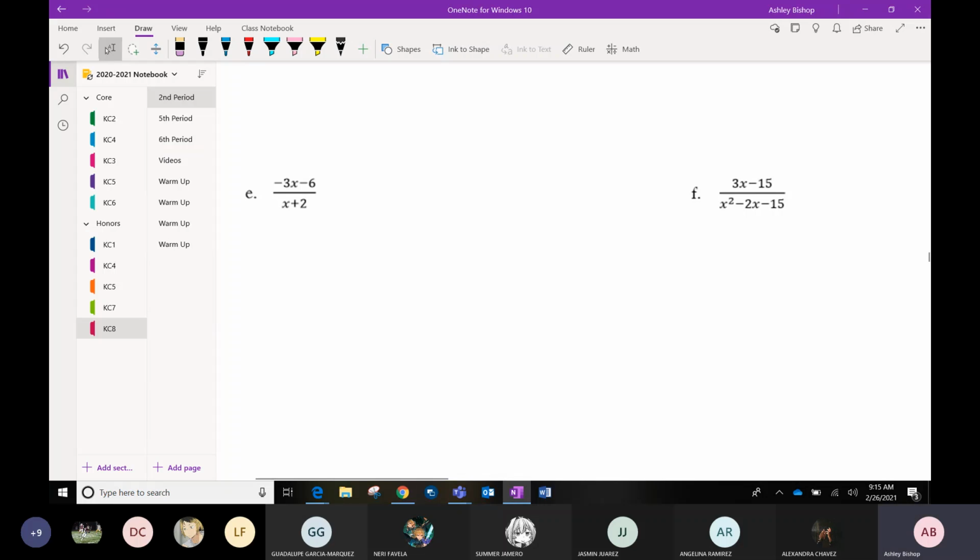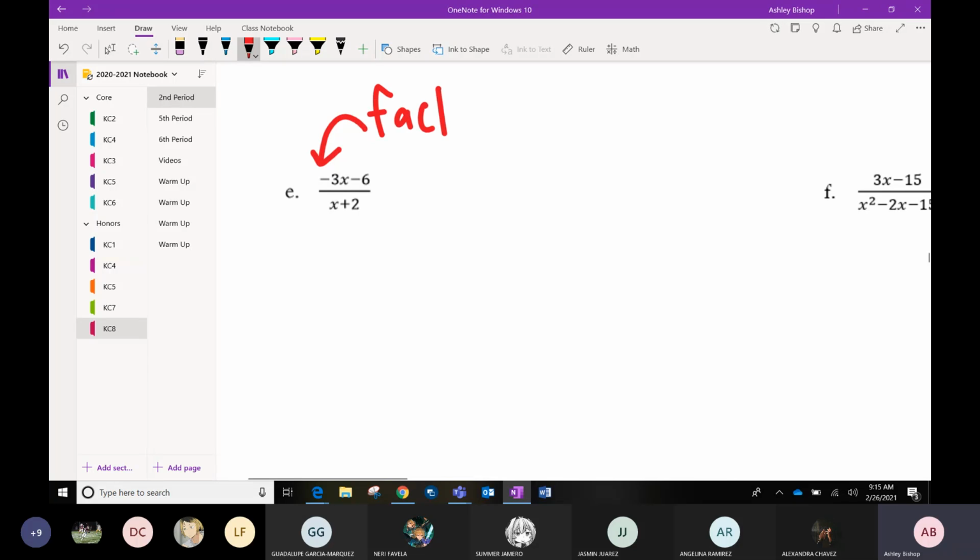Alrighty. In E, I'm going to factor the top and factor the bottom if I can. One thing you want to be very careful of is you want to always factor a negative. If the beginning of your problem has a negative, you need to factor the negative. Always. If your leading term is negative, you want that to be positive, always. If the first term is negative, you want to take care of that. So I want to get rid of that.